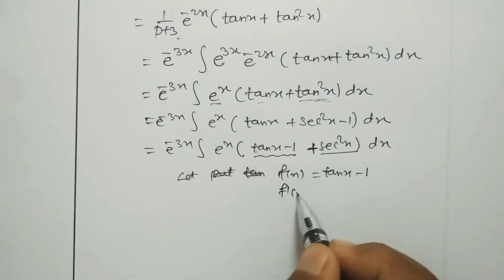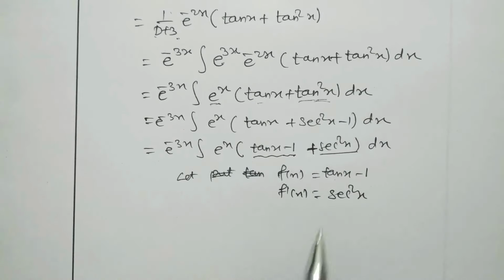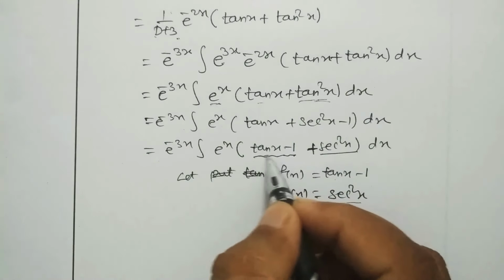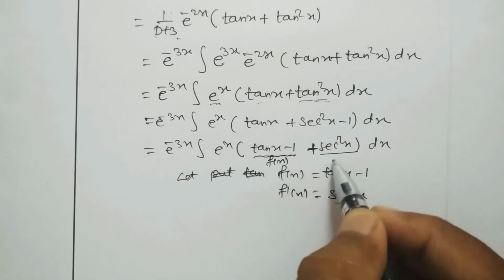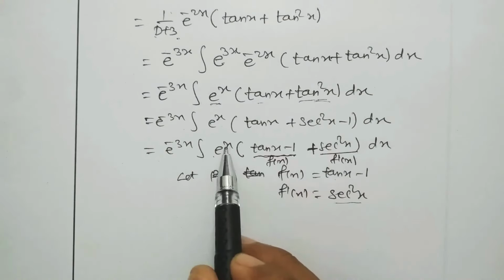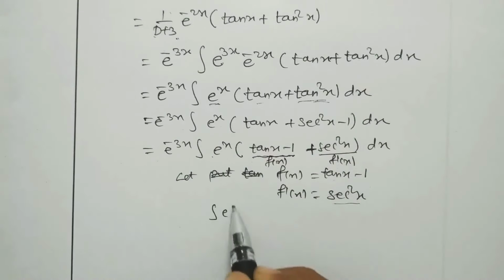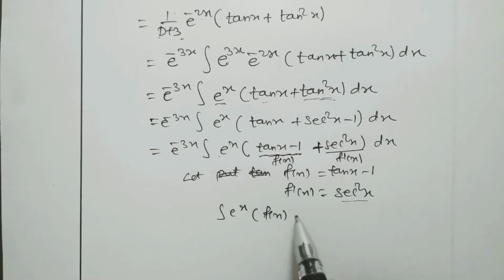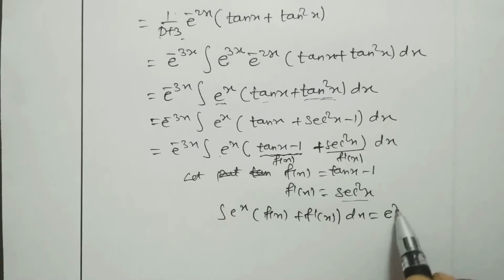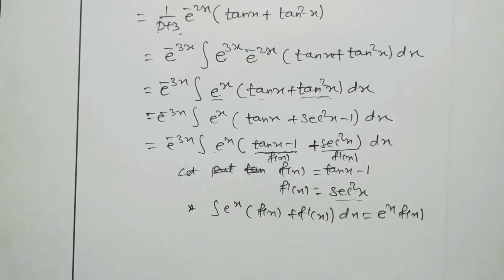What is f dash of x? Derivative of tan x is sec square x and derivative of minus 1 is 0. So you will get f dash of x as sec square x. That means if you consider this as f of x, you will get this term as f dash of x. So you can use the formula here e raised to x inside the bracket f of x plus f dash of x. What is the formula? Integration e raised to x f of x plus f dash of x dx is equal to e raised to x into f of x. So using this formula, what will you get here?